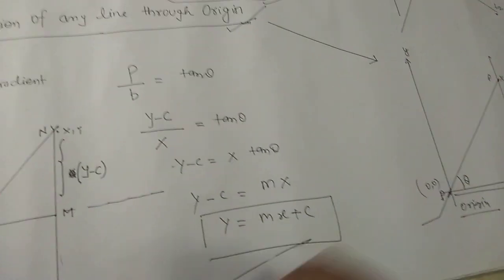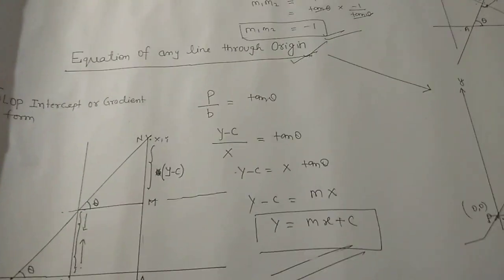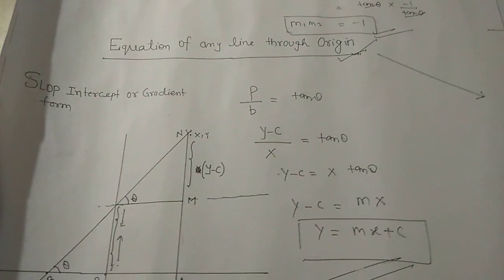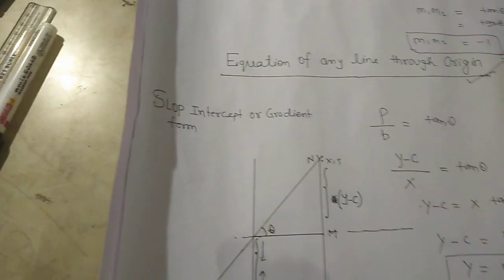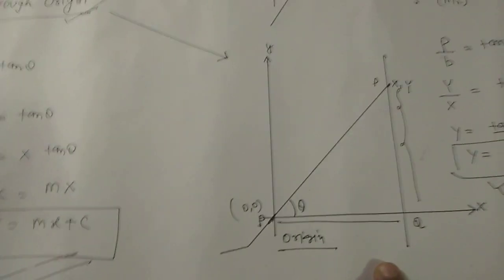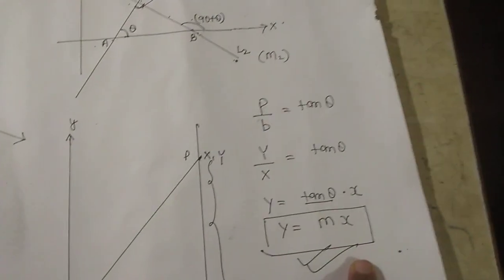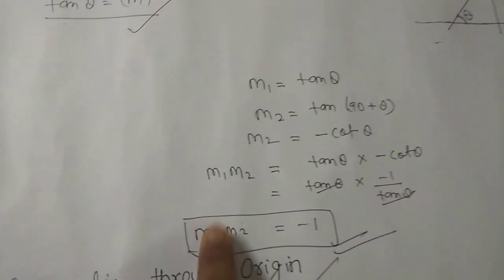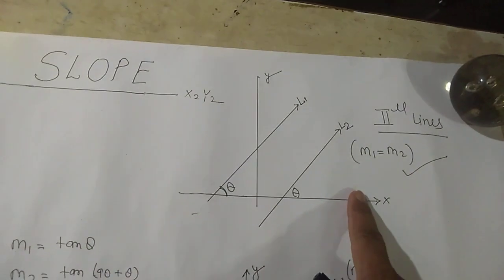This is your general equation of a line, or the standard form of the equation of a line. So this figure will help you to evaluate y is equal to mx plus c. This figure will help you to evaluate y is equal to mx. This figure will help you to evaluate how m1 m2 is equal to minus 1, and this figure is very easy, for parallel lines.